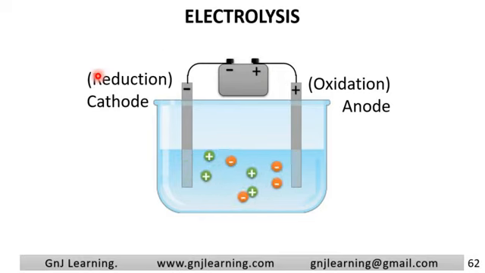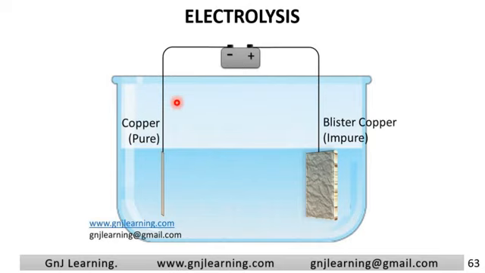So it is a very good example that the sign has nothing to do with the name. It is the process that decides which is anode and cathode. Oxidation is always anode and reduction is always cathode. Another type of electrolysis is given here. This type of electrolysis is used for the purification of metals.